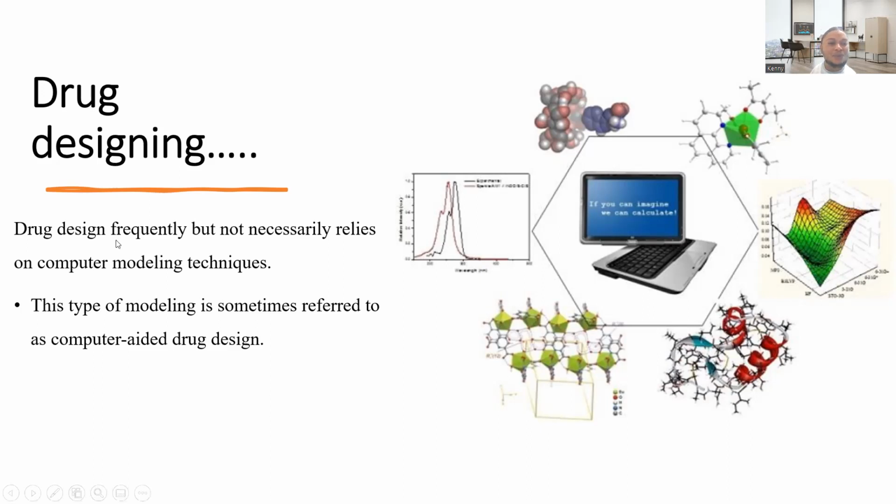So drug design frequently, but not necessarily, relies on computer modeling techniques. This type of modeling is sometimes referred to as computer-aided drug design. When you use a computer to model what is going to happen in the lab, on your laptop, that is called computer-aided drug design. So you can look at the structure of a protein, especially the active site of the protein, and say that a drug with this shape will probably work. And people have done that, and they've done that to predict a lot of vaccines and drugs in the market.